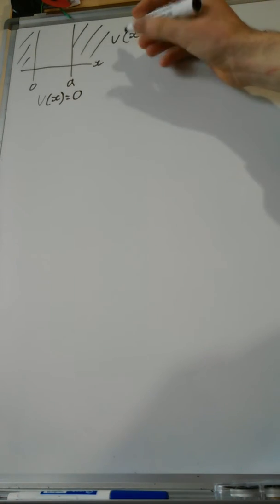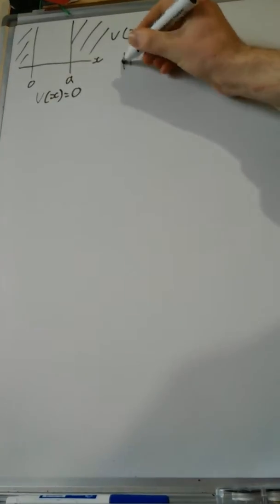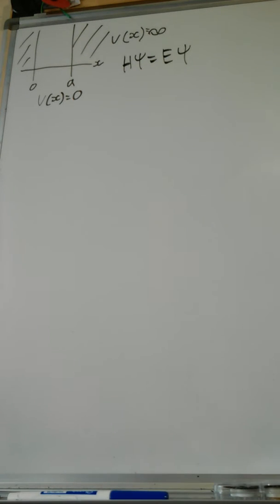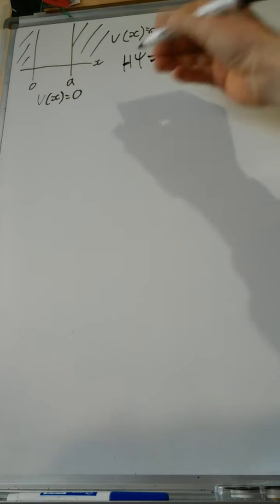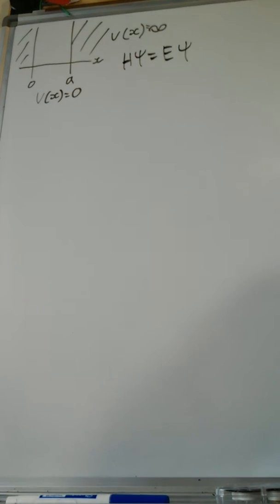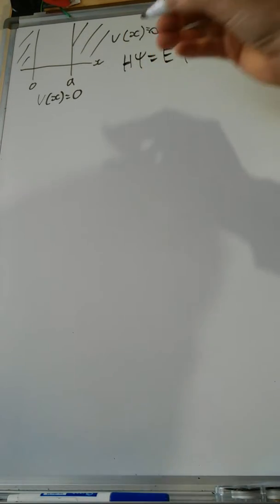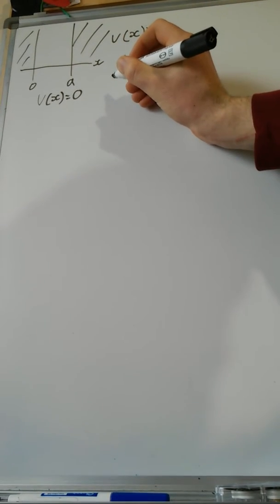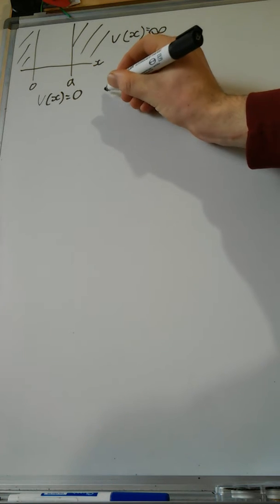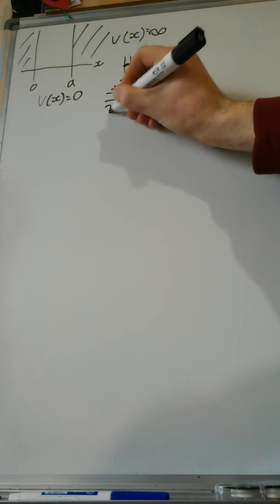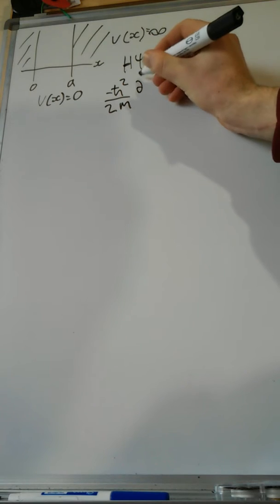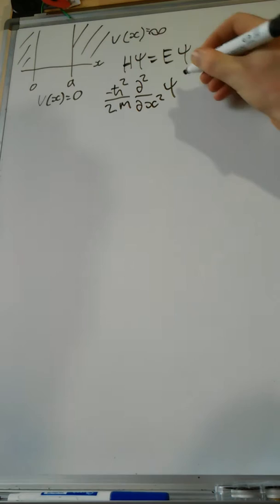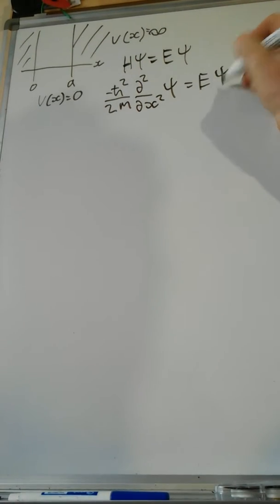So the Hamiltonian phi is equal to energy phi. Time independent Schrödinger equation. So phi, the Hamiltonian is negative h bar squared over 2m, del squared over del x squared. Phi is equal to energy phi.